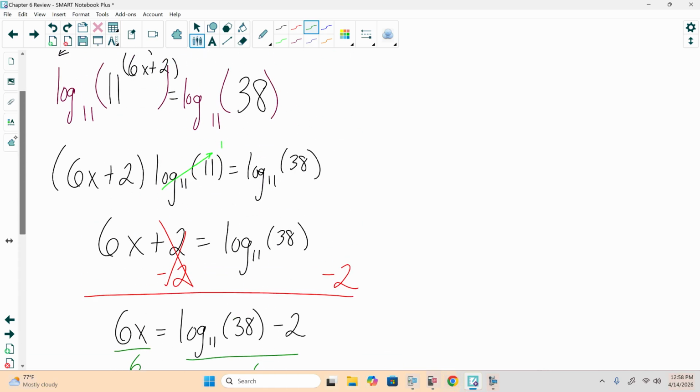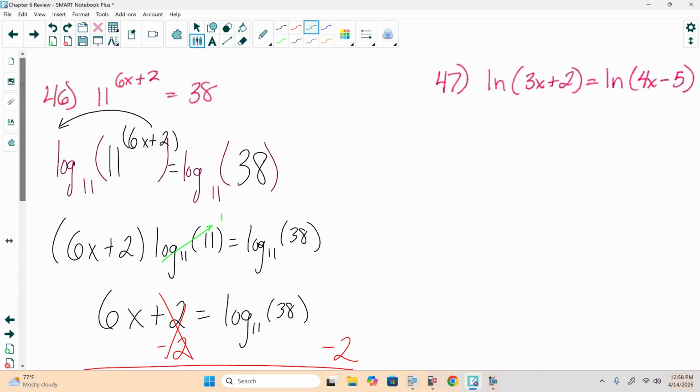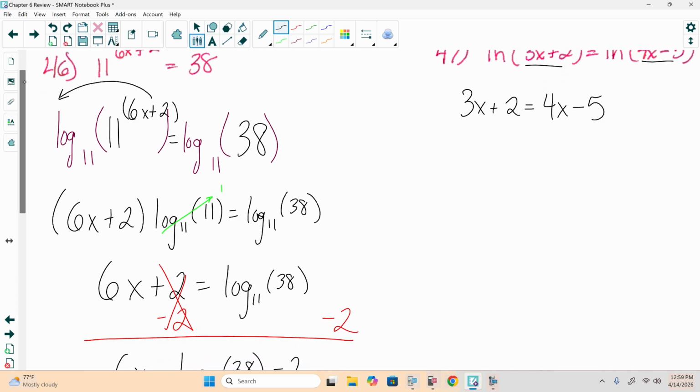Why not, while we're here, we'll go on and look at 47 also. Natural log of 3x plus 2 is equal to the natural log of 4x minus 5. Since we have one log on either side, they are the same log. Well, the only way these two can be equal is if what's inside is equal as well. So really all this is saying that 3x plus 2 is equal to 4x minus 5.